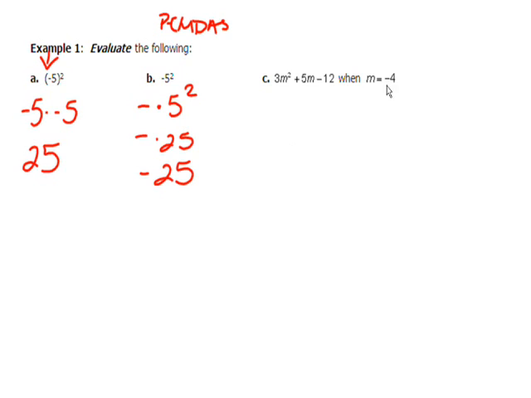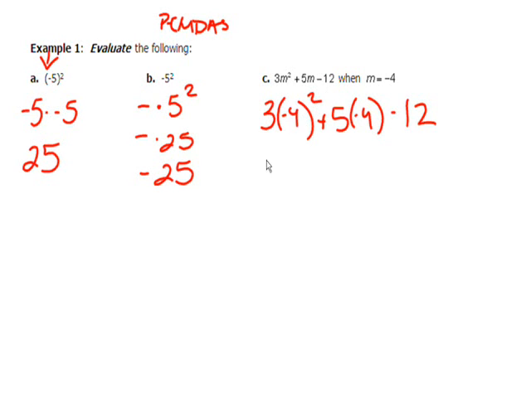All right, so this simply requires substitution. We need to substitute in -4 every place there's an M. So I am going to substitute in a -4 for M there, and then a -4 for M there, and then -12. I'm going to raise this to a power.